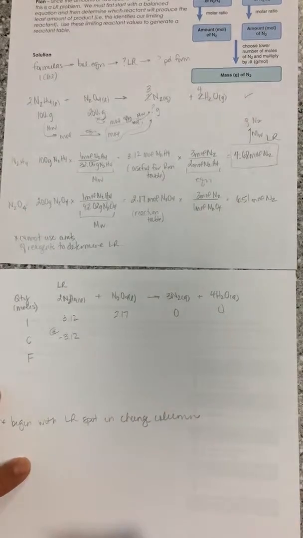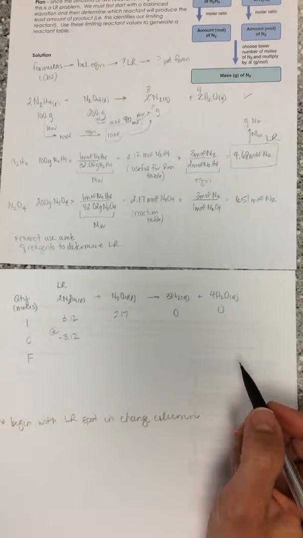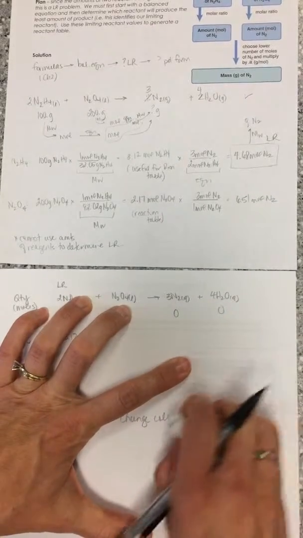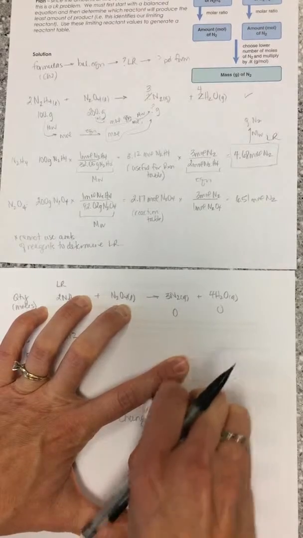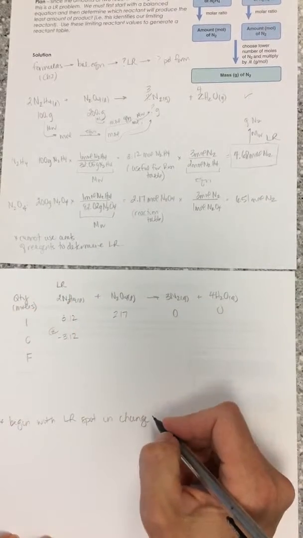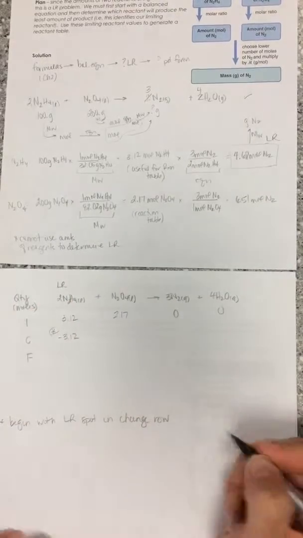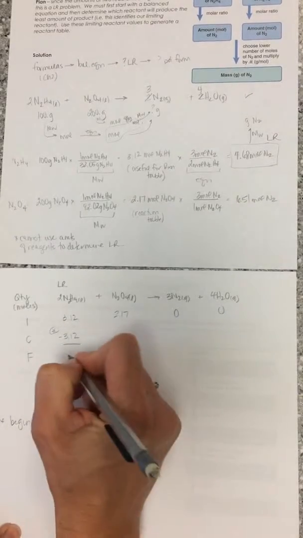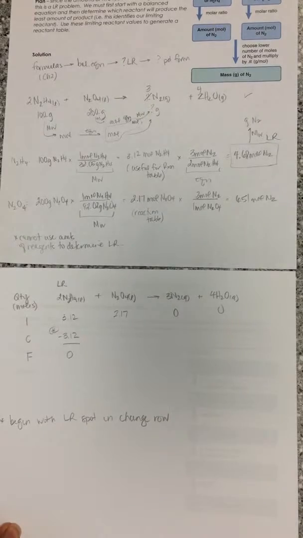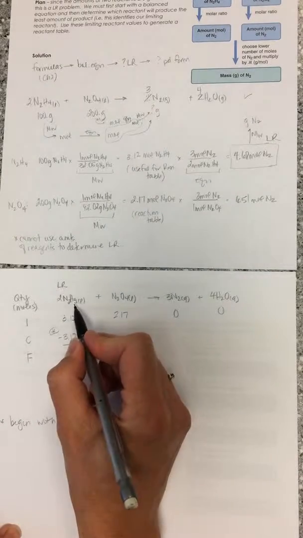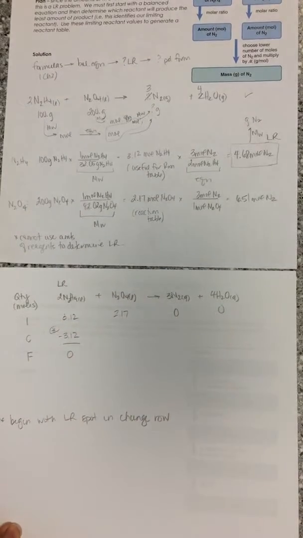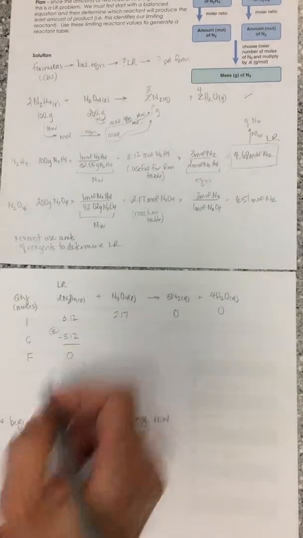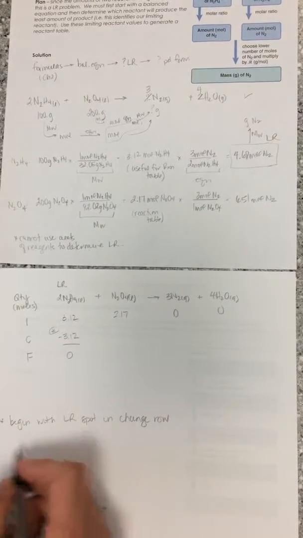So everything else in our change row, it's not a column, it's a row, in our change row is based off of our limiting reactant. Okay, so limiting reactant always gets used up, so it's going to have a 0 in our final column. Okay, so now how do we go and figure out what goes here? I'm going to show you through a couple of calculations quickly how this happens.